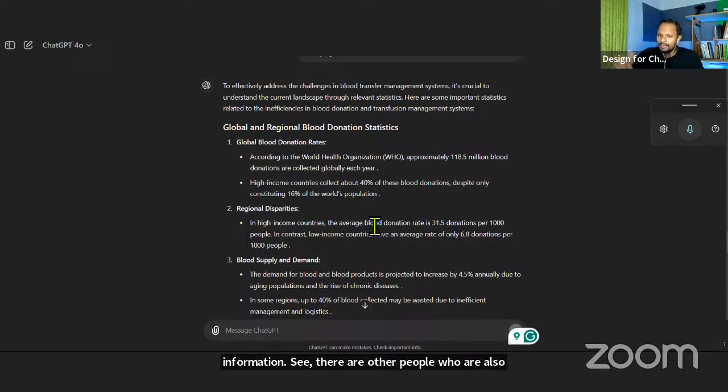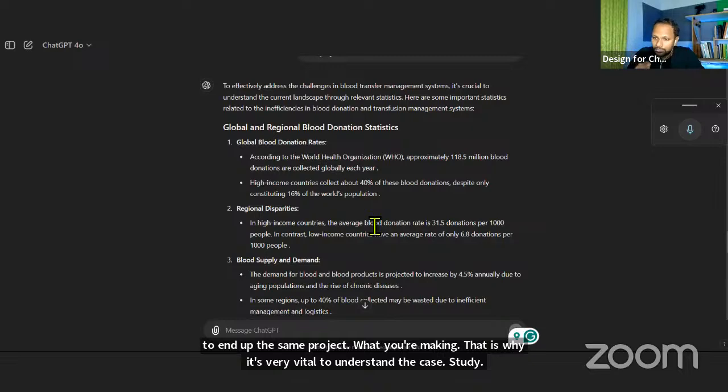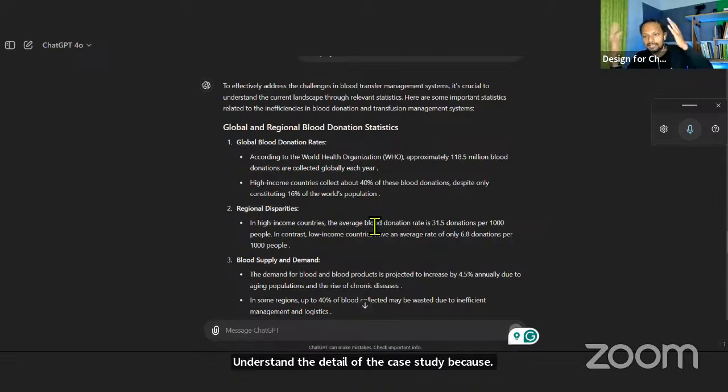See, the reason why we are going very deep into our case study is your data could make you redefine your problem statement also, so that you can end up making a different project. You don't have to end up with the same project you're making. That is why it's very vital to understand the details of the case study, because by reading your case study, other designers can also understand many other things and do another project.